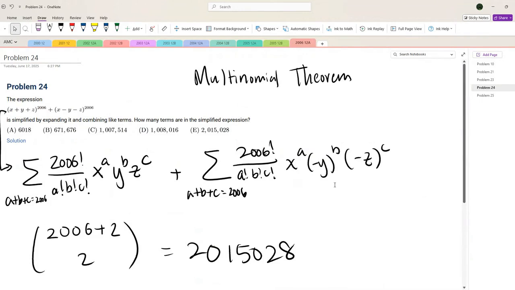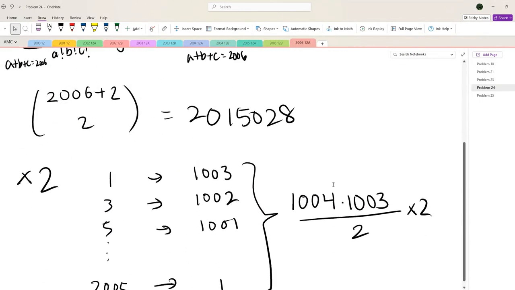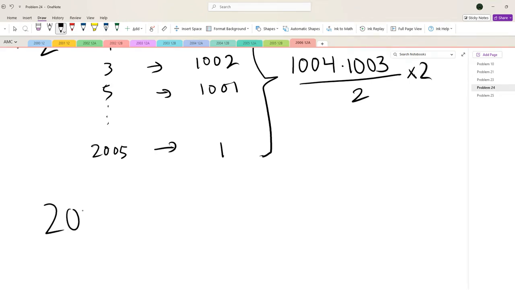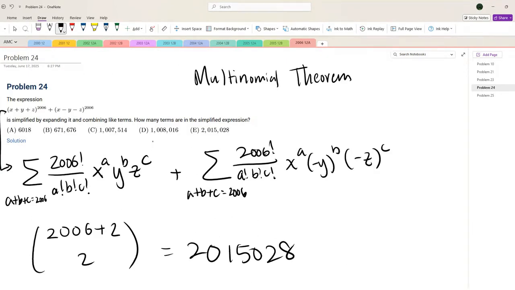So the number of terms that remain, or the total number of terms in the simplified expression, is 2,015,028 minus 1004 times 1003. And when you multiply it out, you'll get that the answer is D.